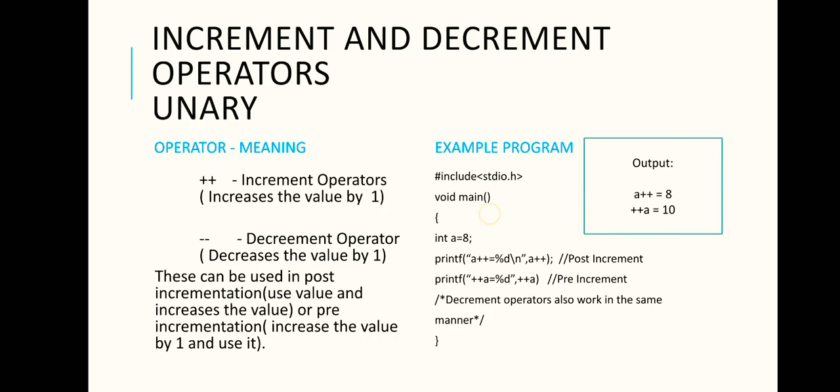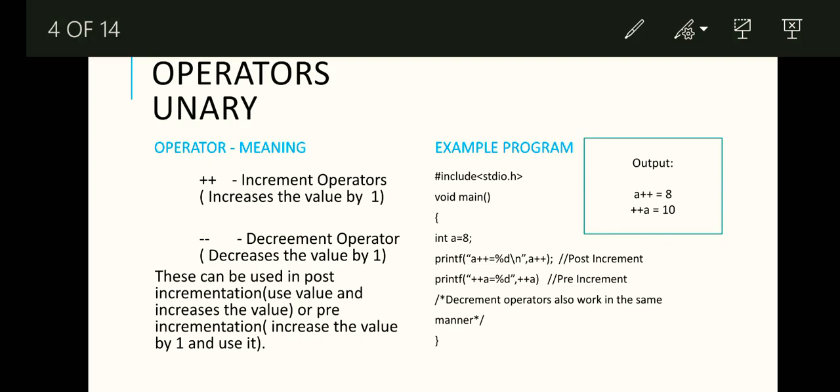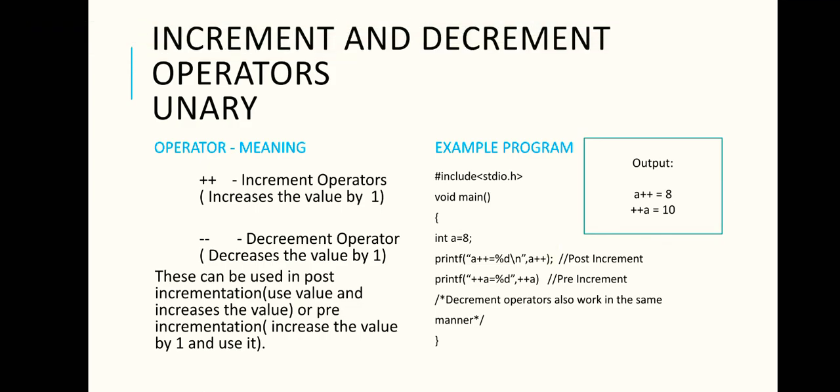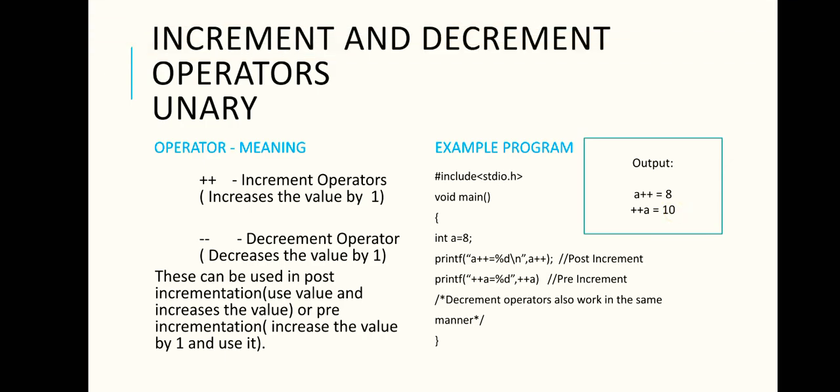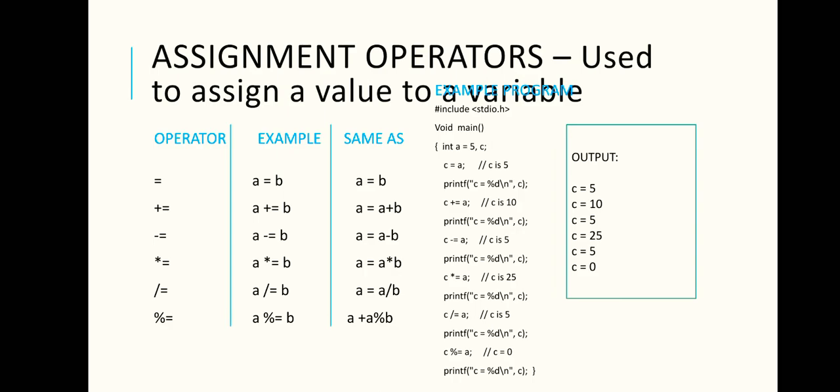To understand this, we have an example. We are initializing a is equal to 8, and we have a post-increment statement here as a plus plus. So this statement uses the value of 8 first, so a plus plus gives 8, and then increases the value to 9. So now a is equal to 9, and here we have pre-increment, which increases the value and then prints. So already we know that a is equal to 9 by post-increment, and we are adding 1 to it, which gives us 10.